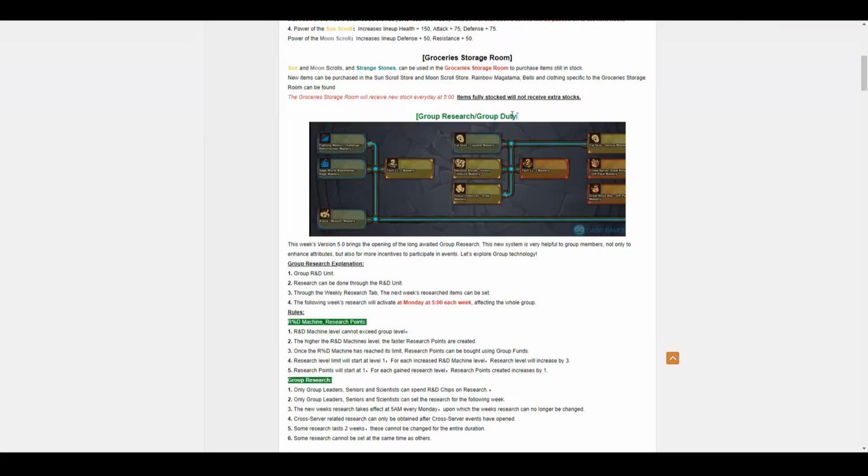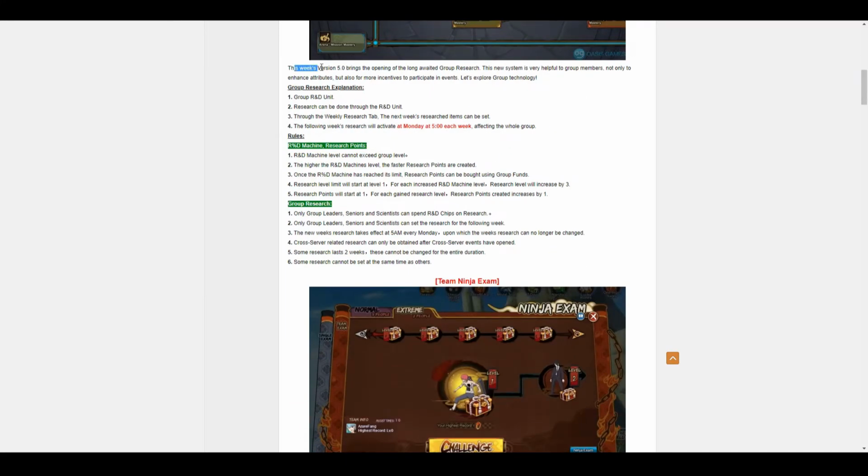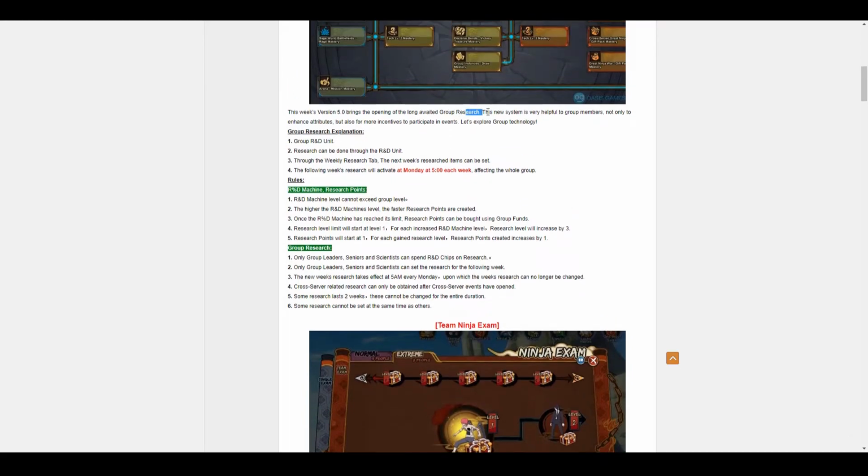Then we have the group research, group duty. This week's version 5.0 brings the opening of the long-awaited group research. Not really, I have no idea what it is. This new system is very helpful to group members, not only to enhance attributes, but also for more incentive to participate in events that explore the technology. Group R&D unit. Group research and something? I think it's R&D. I have no idea what that stands for.